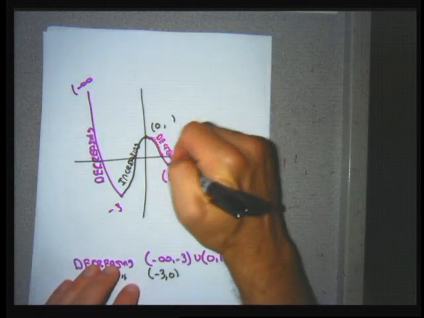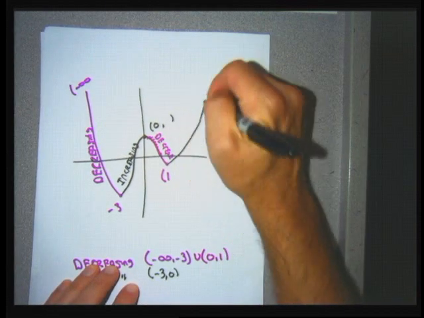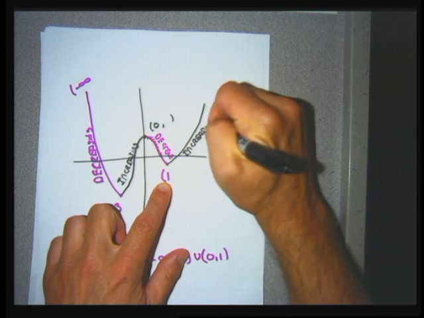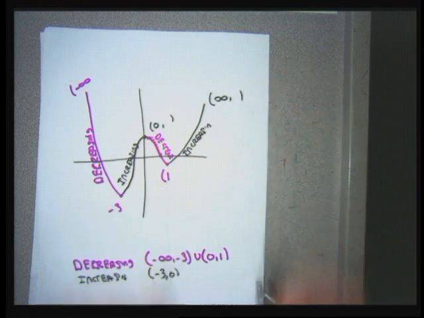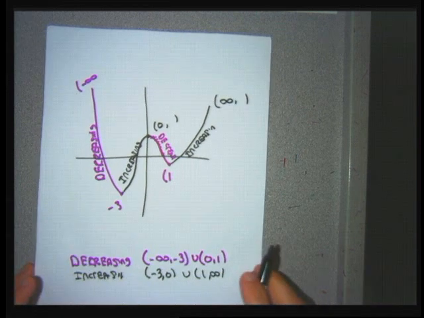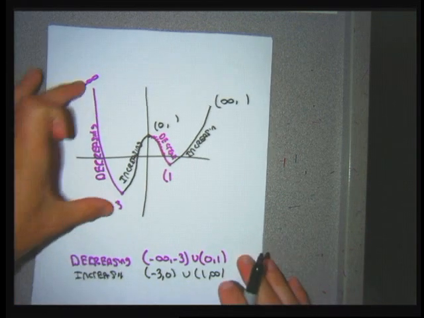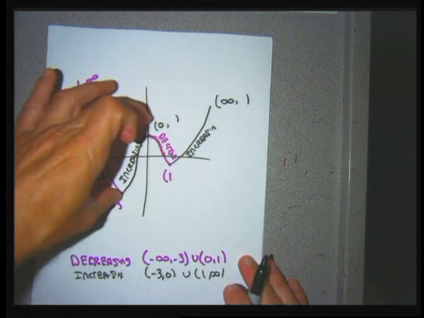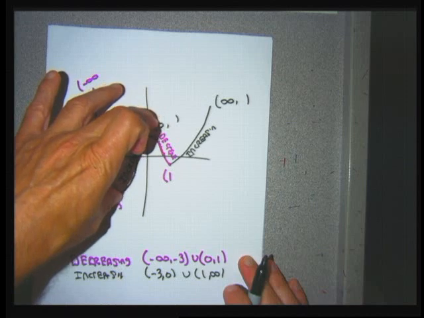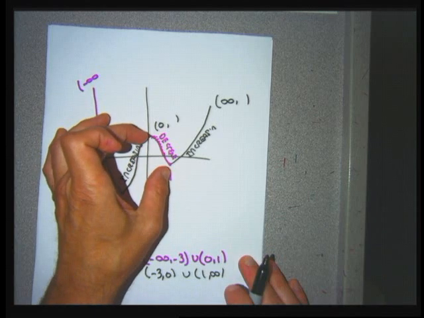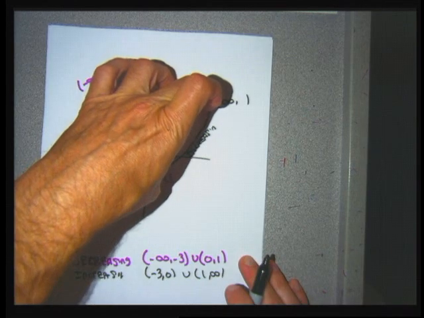And then the rest of the graph, it goes up like this. This region from the local minimum here to the end of the graph is increasing again. And that region right there is the region from 1 to infinity. So I broke this graph up into 4 separate regions. The first, from the left edge of the graph to the local minimum of negative 3, it's decreasing. From the local minimum at negative 3 to the local maximum at 0, it's increasing. Then again, from the local maximum at 0 to the local minimum at 1, it's decreasing. And then from the local minimum to the end of the graph, it's increasing.